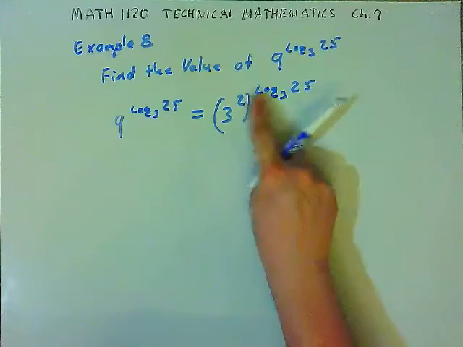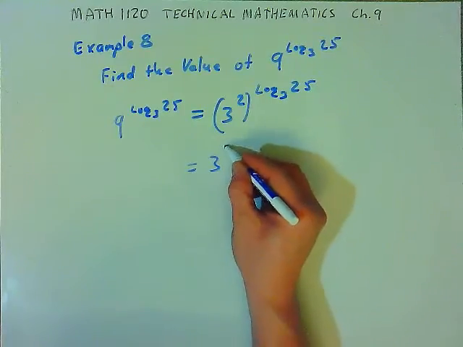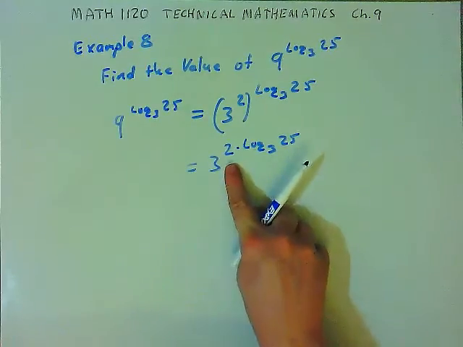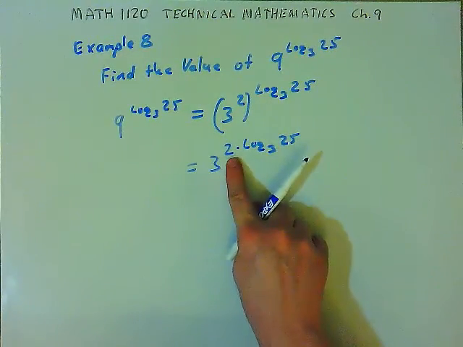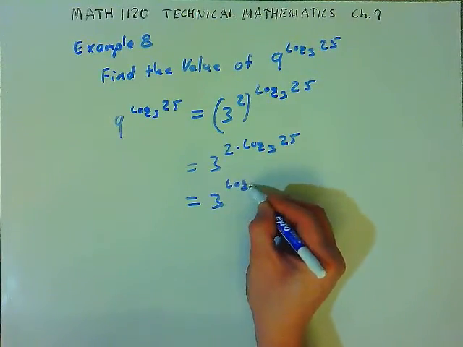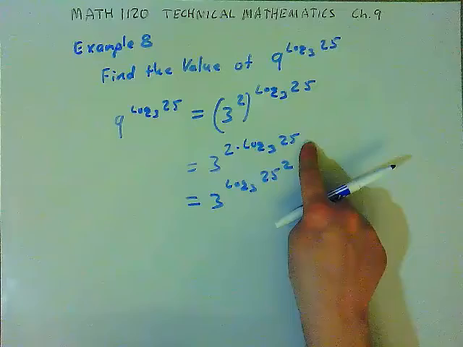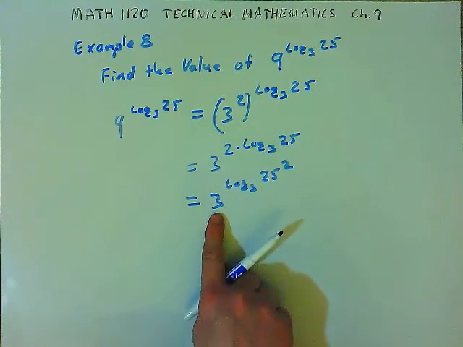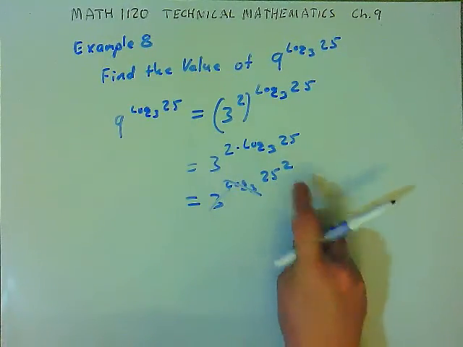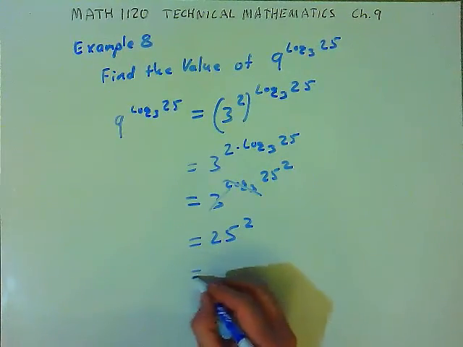And so when we raise a power to a power, we just multiply the exponents together. And so this will be the same as 3 to the 2 times log base 3 of 25 power. And here we can apply the property that says that if we have a multiplier outside of a logarithm, that becomes the exponent. And so this would be the same thing as 3 to the power of log base 3 of 25 squared. Right, so the multiplier outside the log becomes the exponent. Now the base is 3. It's being raised to the power of a logarithm of base 3. They will cancel. And all we'll be left with is 25 squared. And 25 squared is 25 times 25, which is 625.